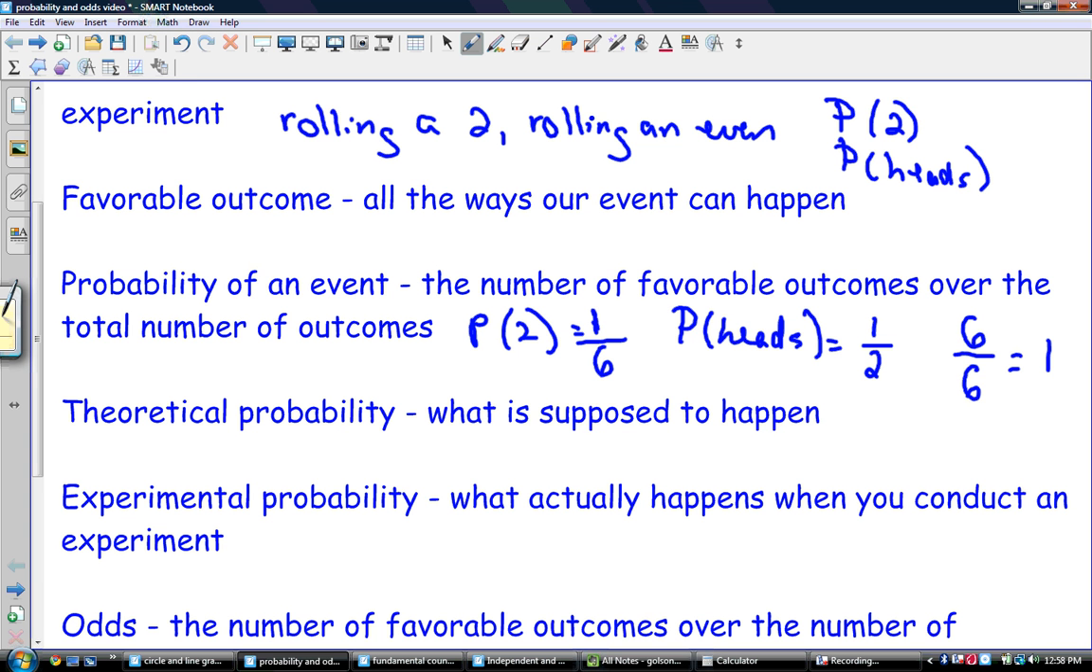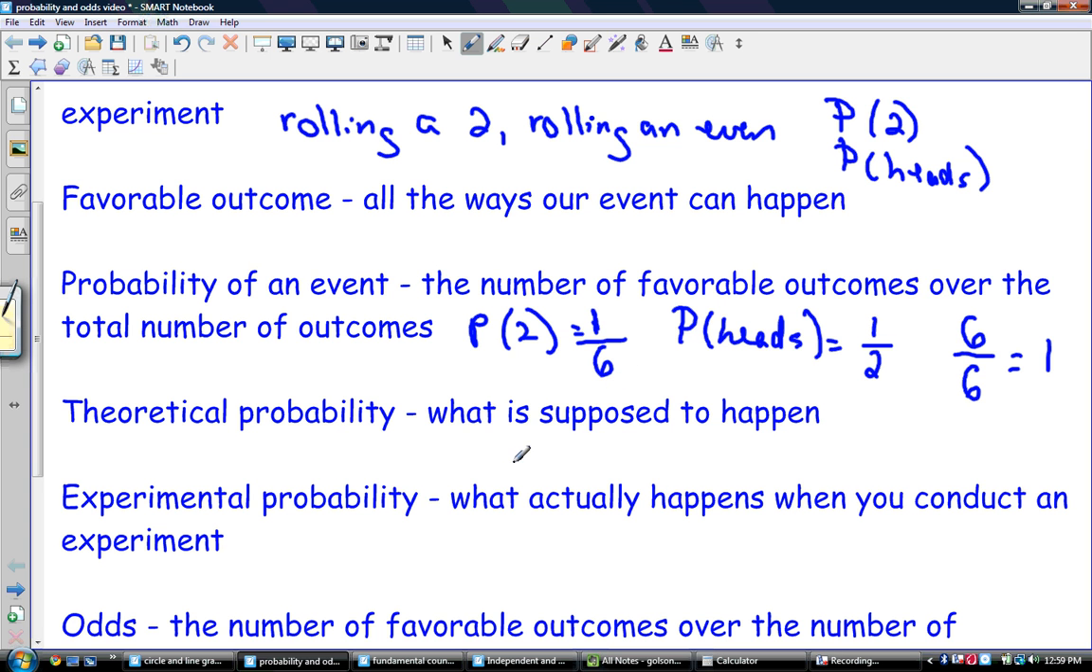Okay? Now these probabilities that we're talking about are what we call theoretical probability. Theoretical probability is what's supposed to happen. So in other words, if I roll a die 6 times, I'm supposed to get a 2 once. I should get one 1, one 2, one 3, one 4, one 5, and one 6. Theoretically. We know, though, if we actually roll a die 6 times, we probably aren't going to get one of each. Probably something's going to come up twice.